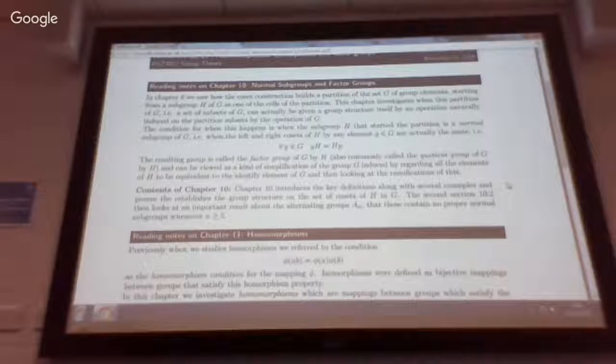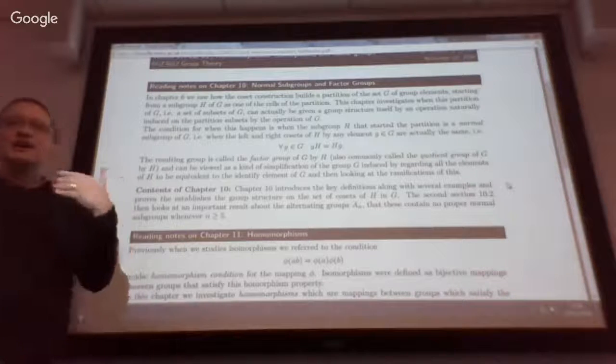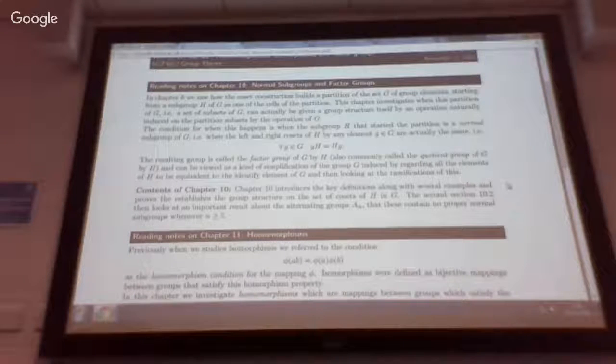So of special interest are the groups that are already as reduced as possible. Groups that you can't reduce down any further. In a sense, almost like prime numbers, maybe. Prime numbers you can't factor into products of simpler numbers. So in a similar way, groups which do not have any normal subgroups are of special interest because they're already in some senses as simple as possible.